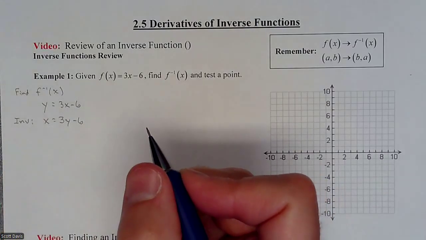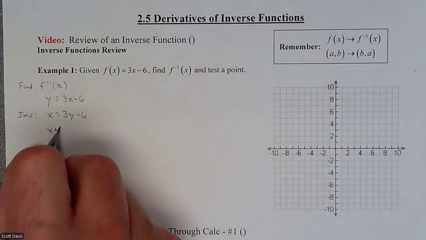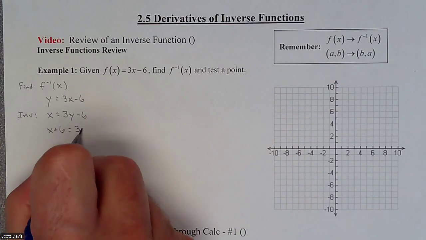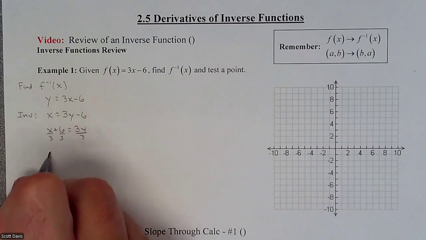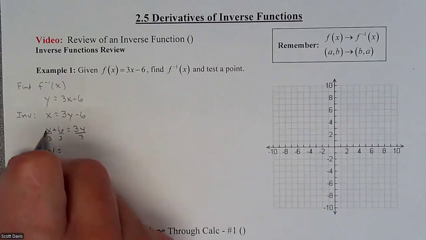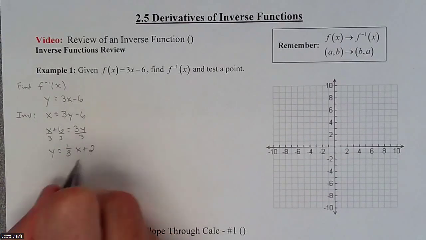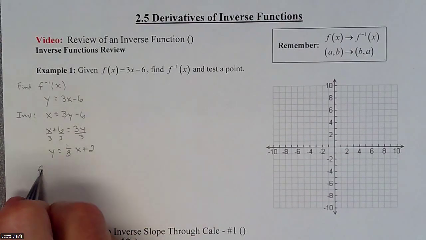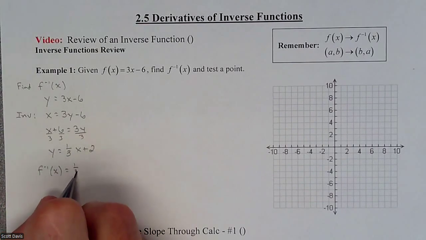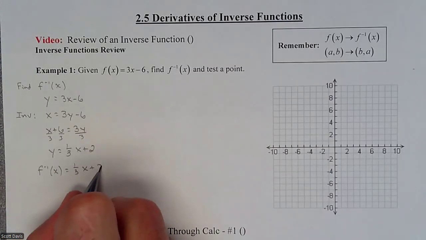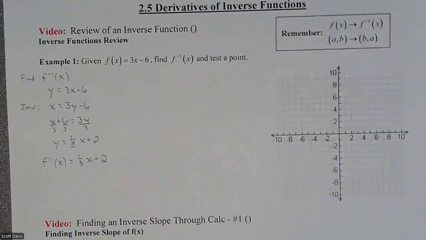All right, and I'm going to resolve for y. So I'm going to add the 6 over. So it's going to be x plus 6 equals 3y. We'll divide by 3. And so our inverse is going to be 1/3 x plus 2. So I'll finish it by writing it as the inverse function of f is 1/3 x plus 2.